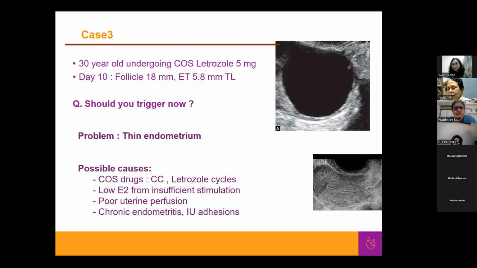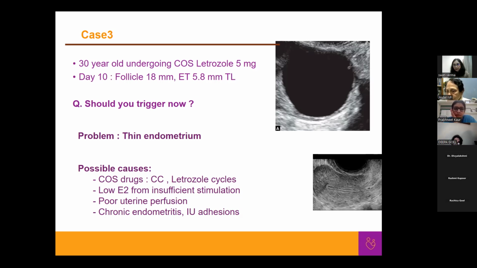Because IUI is a costly and invasive procedure, you should be doing it only if you think that the possibility of a pregnancy is there and your ovulatory cycle is satisfactory. If it is not satisfactory, I think it's better to drop than to proceed with the IUI cycle.